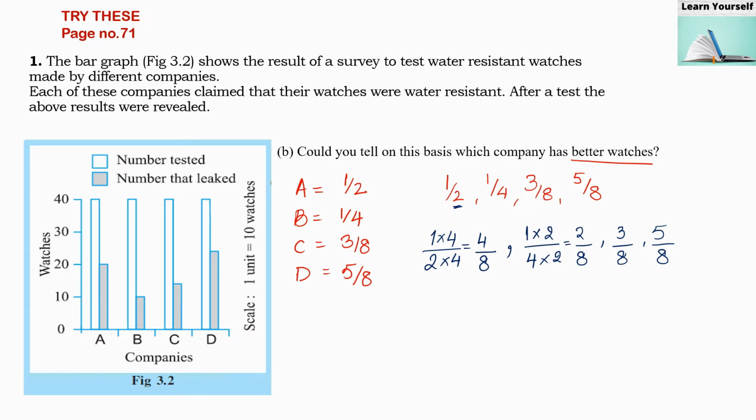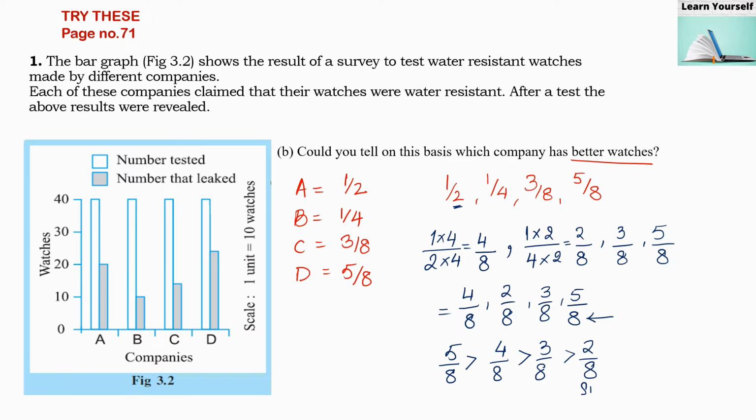So here we now have 4 fractions: 4 by 8, 2 by 8, 3 by 8 and 5 by 8. Now let us compare them. When denominators are the same, we only look at the numerator, and the fraction with the bigger numerator is bigger. So here 5 by 8 is the biggest fraction, then comes 4 by 8, then 3 by 8 and then 2 by 8. So 2 by 8 is the smallest fraction.